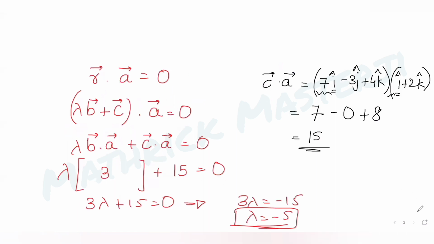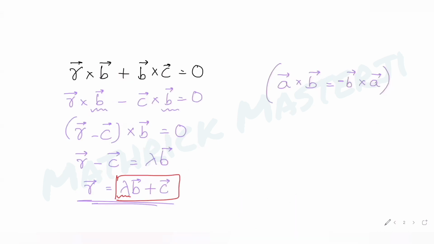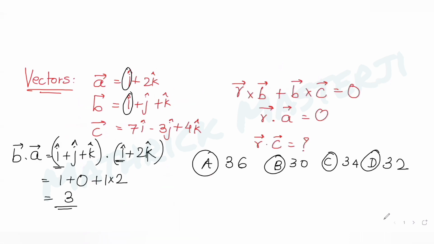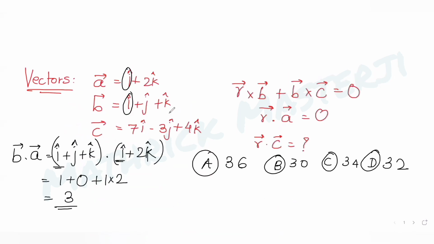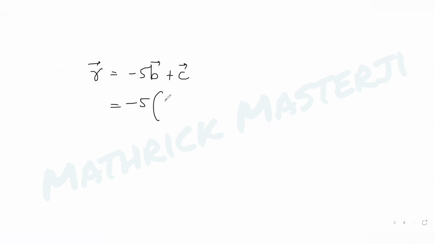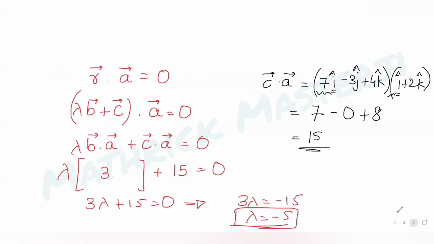Now, once I get lambda, I get the value of r as -5b plus c. So if I write r now, my new vector, which was lambda b bar plus c bar, that is -5b bar plus c bar. So -5 vector b, it was given to me as the sum of i, j and k, so i cap plus j cap plus k cap. C is also given to me as 7i minus 3j plus 4k.